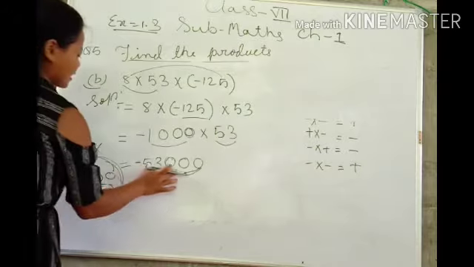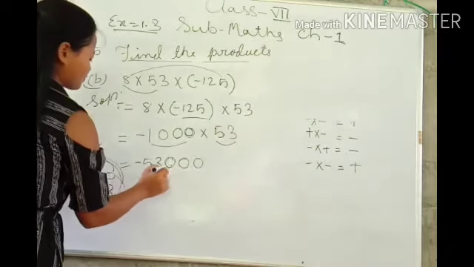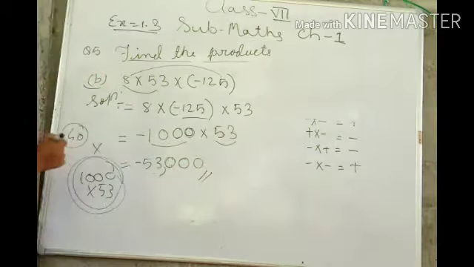So what is the answer? The answer is -53,000. So this is your answer. Now come to the next question, question number 3.